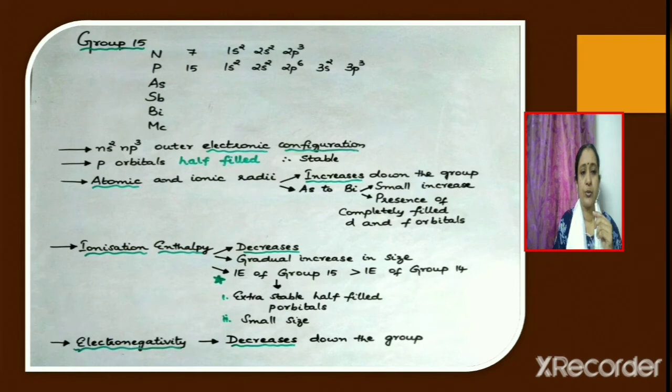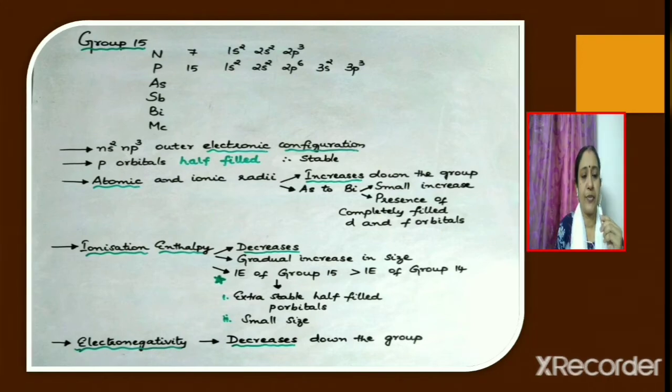We shall now move on to ionization enthalpy. Ionization enthalpy decreases as we move down the group. It is because less energy is required if the electron is far away from the nucleus. And we know that as we move down the group, the atomic size increases. So because of the gradual increase in size, ionization enthalpy decreases down the group. Ionization enthalpy of group 15 elements is higher than that of group 14 elements, because of the extra stability of the half-filled p orbitals in group 15 elements. It is also due to the small size of group 15 elements.